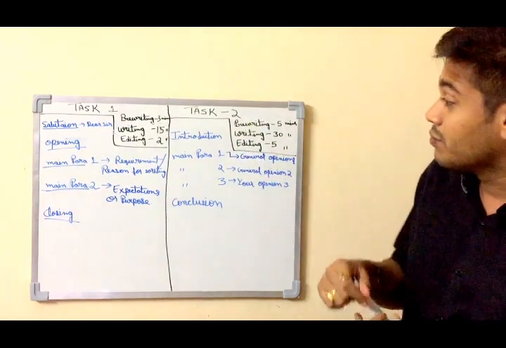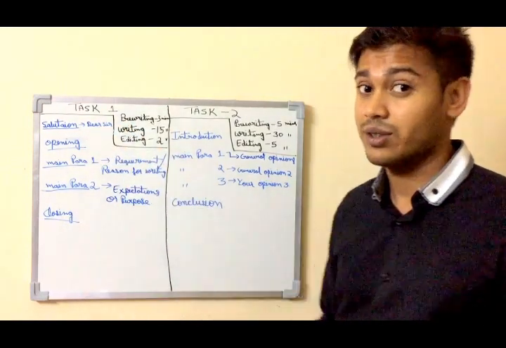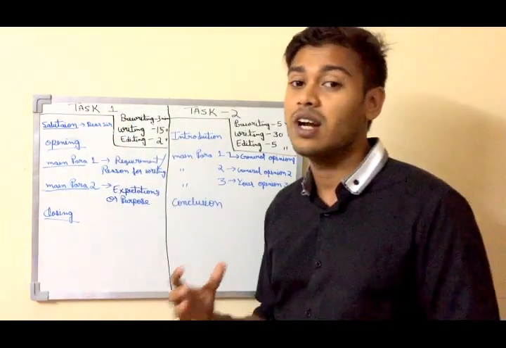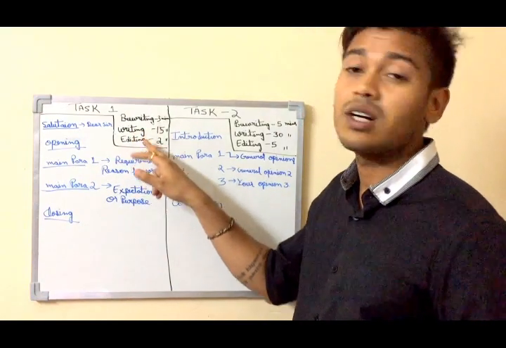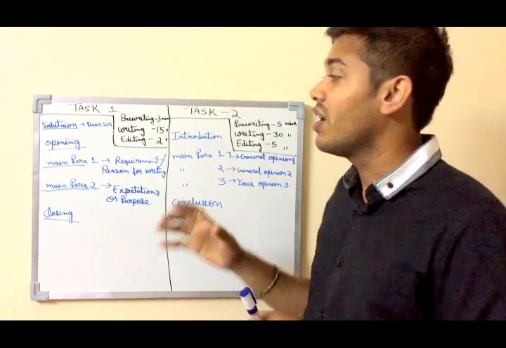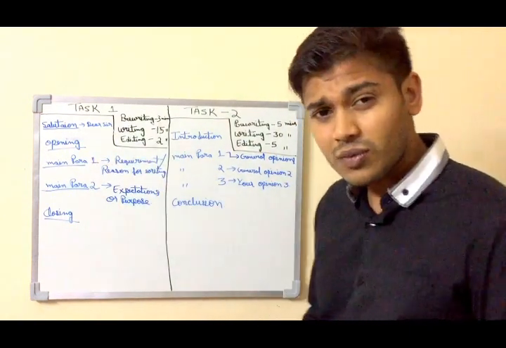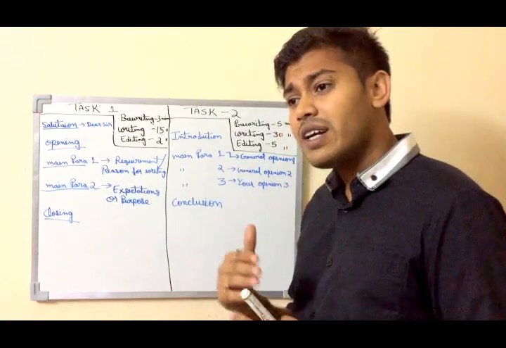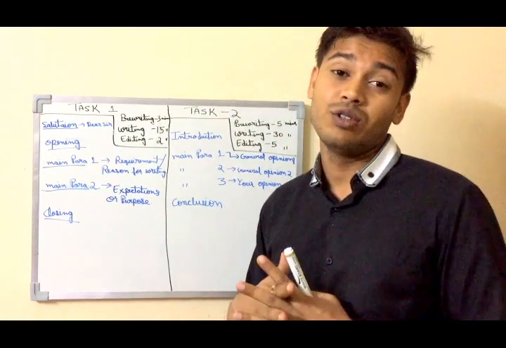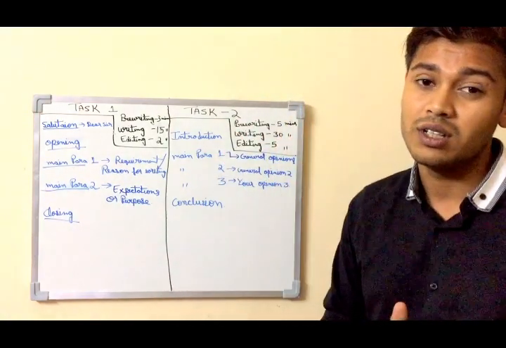Okay, now we'll talk about task 1, the letter. So what do we need to do in a letter? Now you are aware of the 3 parts. We have done pre-writing, we gathered all the ideas. Now we are going to start writing a letter. So writing a letter, what is the first thing we need to understand? We need to understand whether the letter is formal or informal.